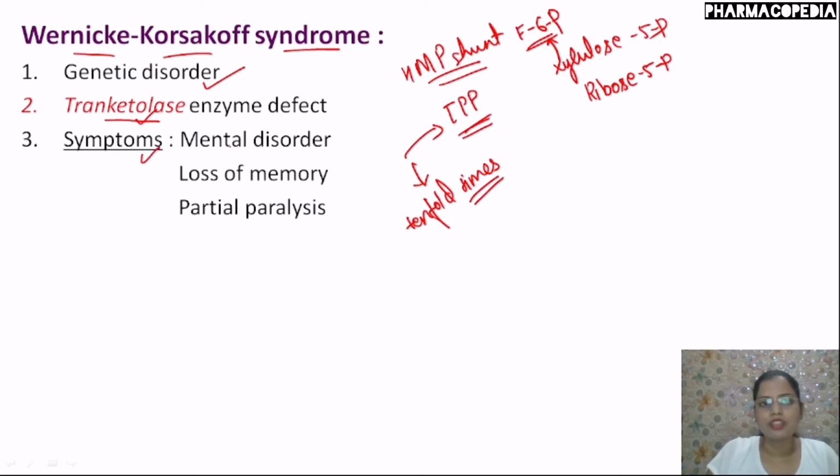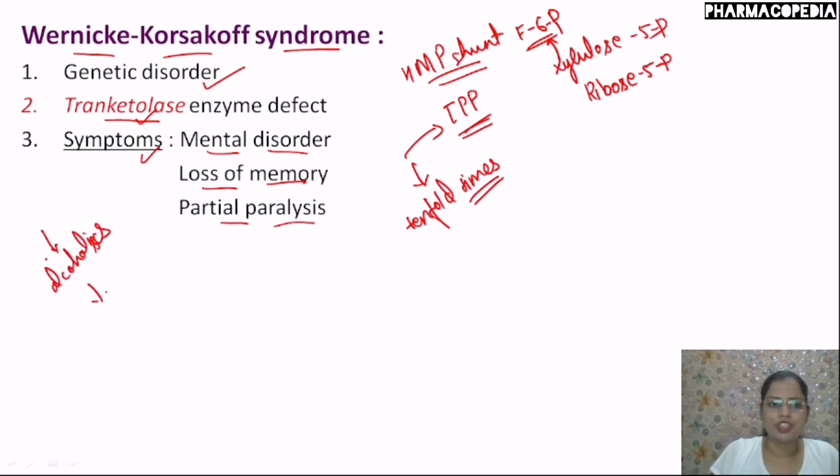So the symptoms of this syndrome are mental disorder, loss of memory, and partial paralysis. And these symptoms are basically manifested in alcoholics whose diets are generally vitamin deficient. Yes. So ऐसे patients या alcoholics जिसकी diet vitamin deficient होती है, in that case these symptoms are manifested. Okay, so here this lecture ends up.